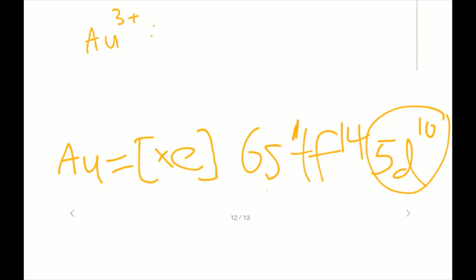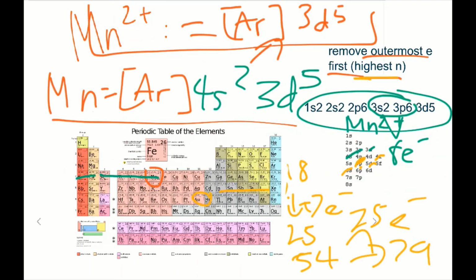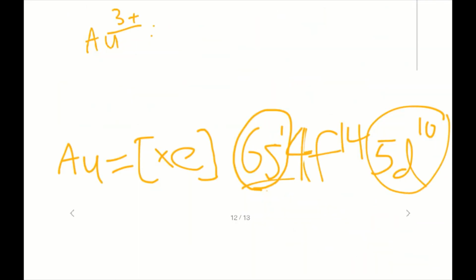Now, 3+, it has to lose 3 electrons. So it will obviously lose its first electron from, oh wow, that's weird. I don't know why that happened. This is 6s1 and this is 4. So it's going to lose the electron that has the highest n first. So the 6s1 will go away first. So this will go away.